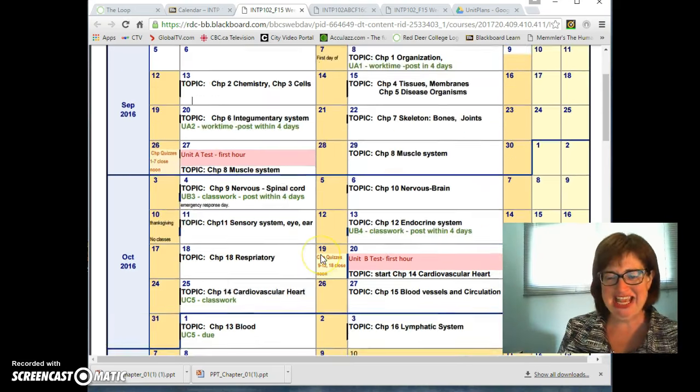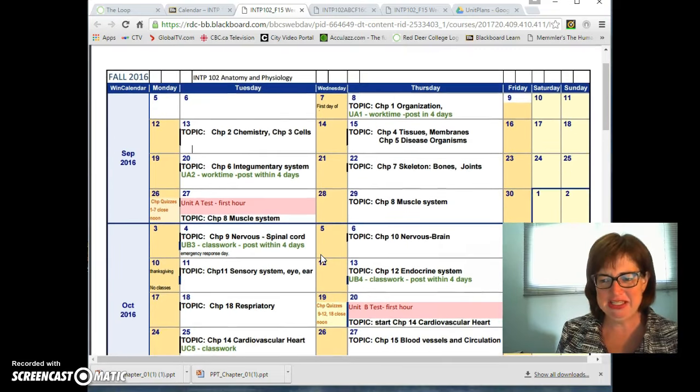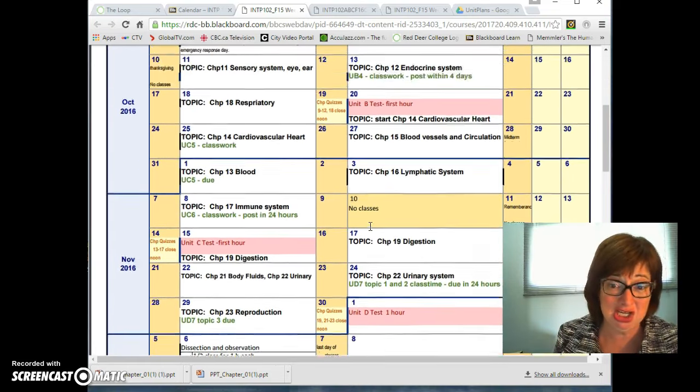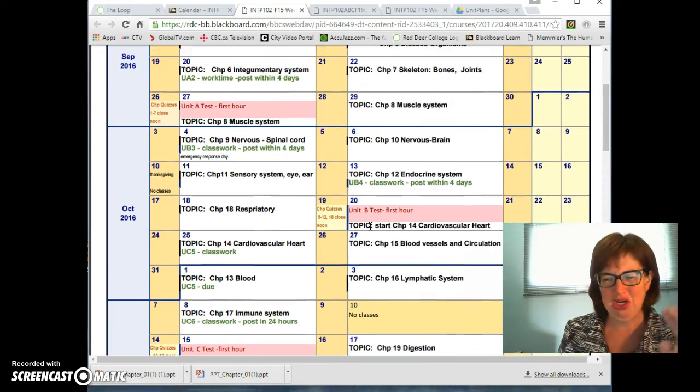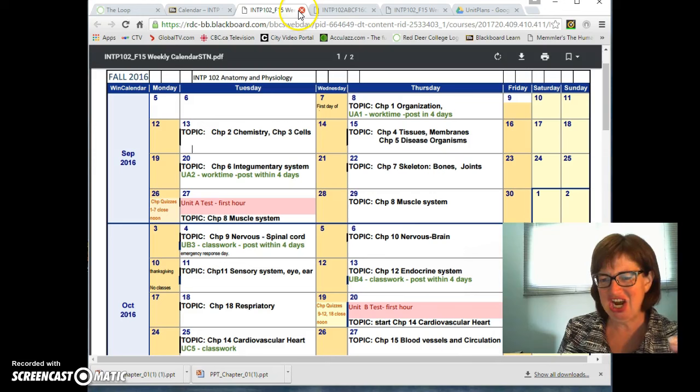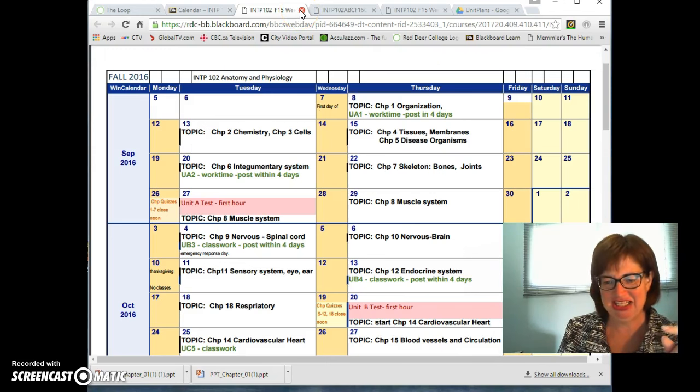So here is the calendar at a glance. Keep up. You now know exactly what's being covered on what day. And I stick pretty close to it. I may bend it a wee bit, but we're sticking pretty close to it. Okay, that is the calendar at a glance and the schedule.